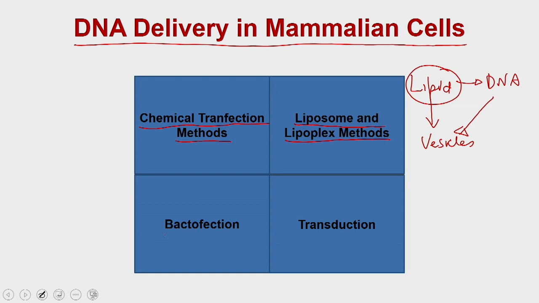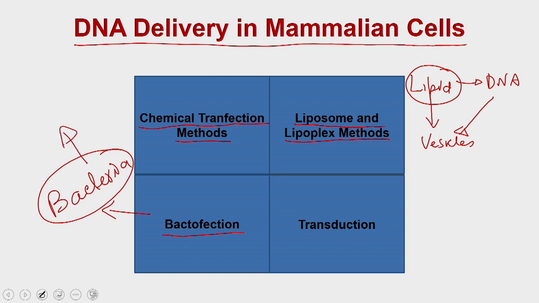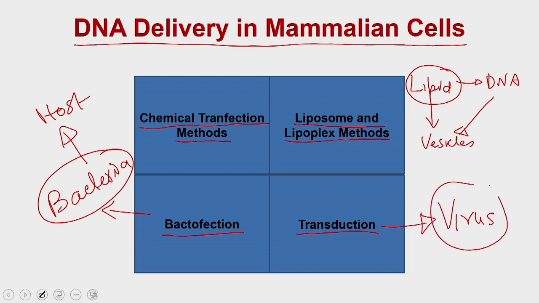The third approach is called bactofection. In bactofection, you are using bacteria as a vector, or bacteria as a source, to deliver the DNA into the mammalian host. Similarly, the fourth approach is called transduction. In transduction, instead of bacteria, you are using a virus, and this virus is also delivering the recombinant DNA which is present inside the virus to the mammalian cells.